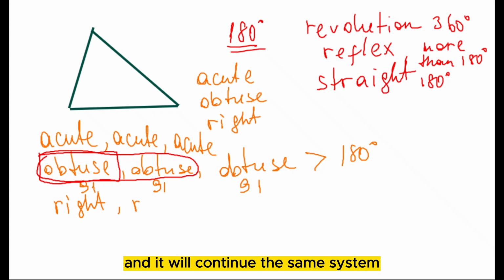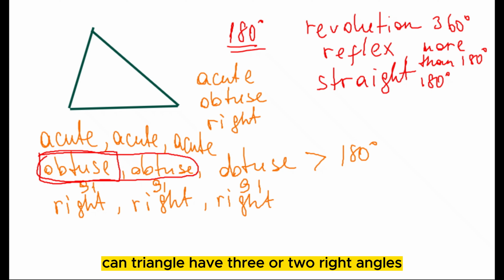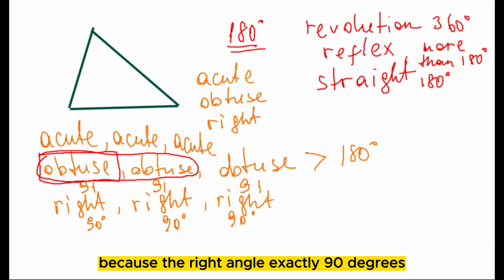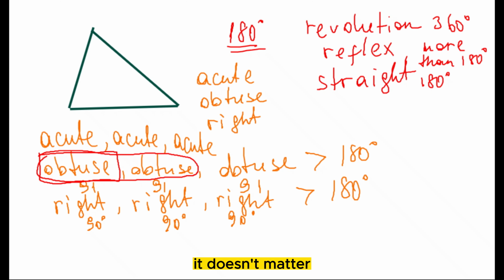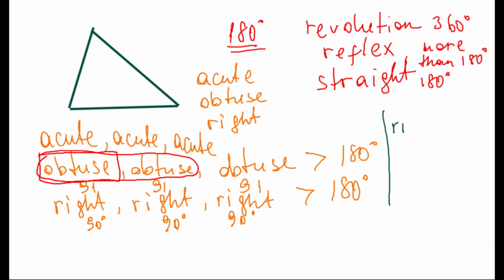And if we continue the same system with right angles, can a triangle have three or two right angles? Again, it is impossible because a right angle is exactly 90 degrees. If we add three of them or two of them, it doesn't matter, the sum will be more than 180 degrees.